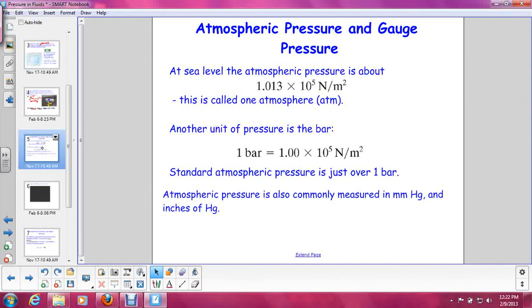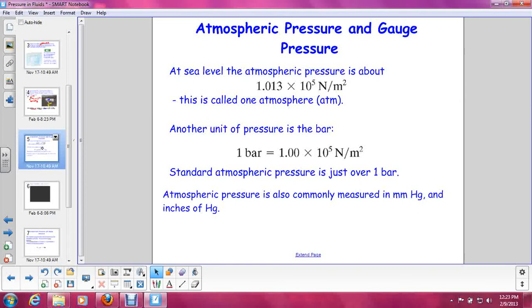When we talk about pressure, we also have something called atmospheric pressure. So the air around us is a fluid because it's a gas, and therefore it has pressure. At sea level, the atmospheric pressure, or the pressure that the air exerts on us, is about 1.013 times 10 to the 5 pascals. That's a lot. This is called 1 atmosphere. And we don't think of it as being a lot because we don't really feel this pressure, but it is a significant number of pascals.